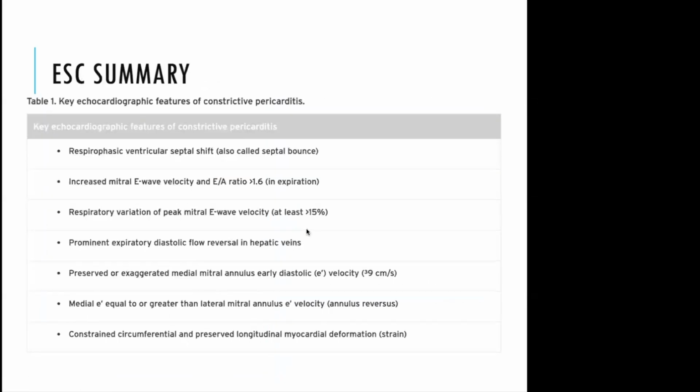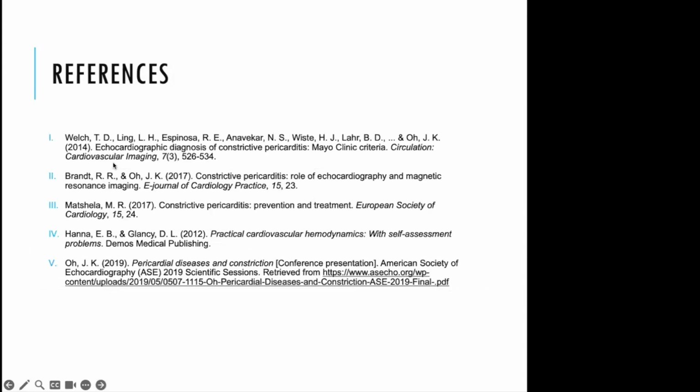I believe that's pretty much it. So this is just a summary of everything that we talked about. Won't really go through it. It's really a slide from the ESC, but again, goes over essentially all of our points. It's kind of it.